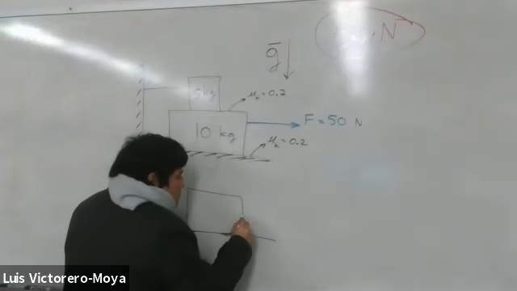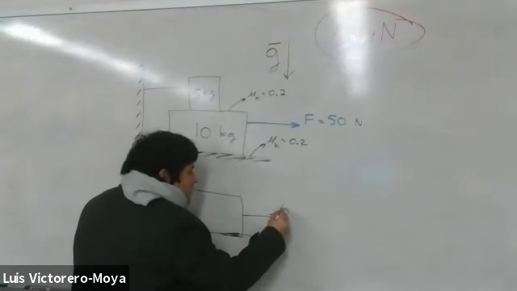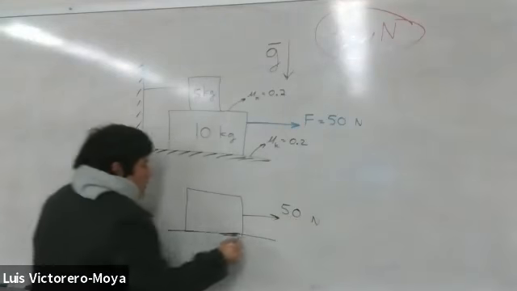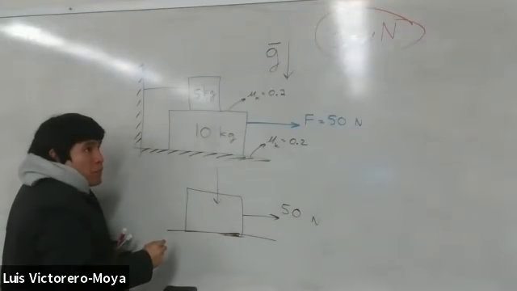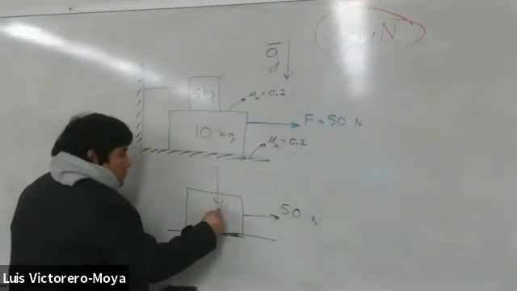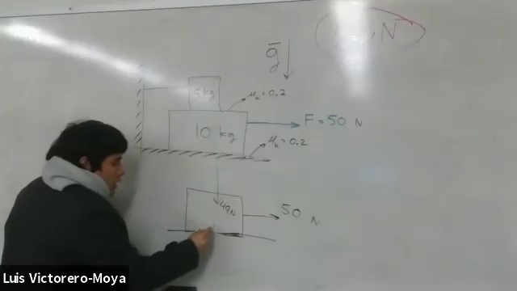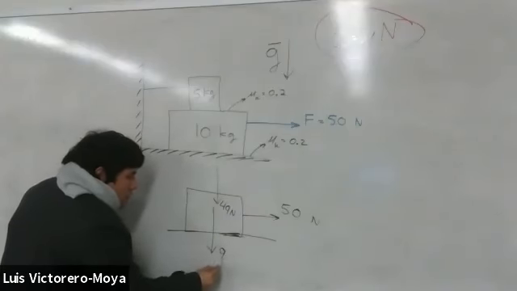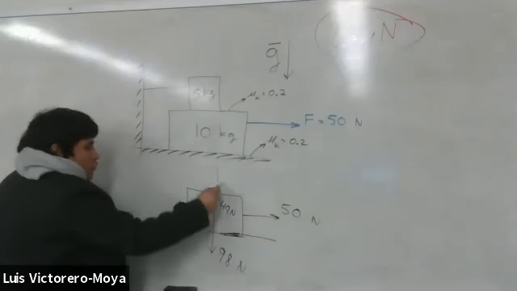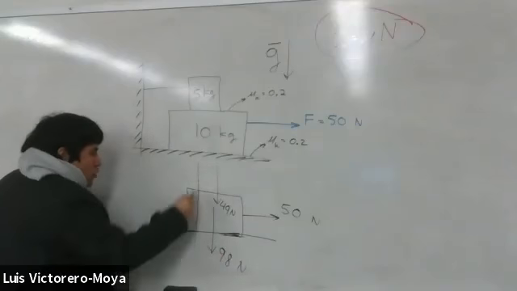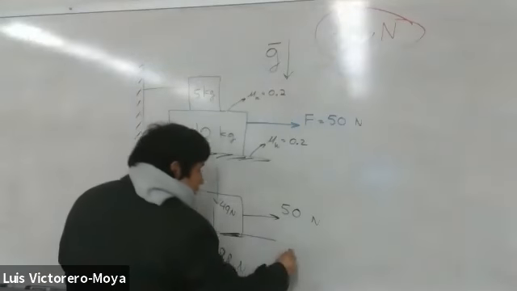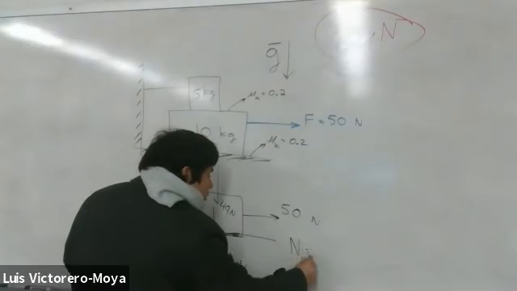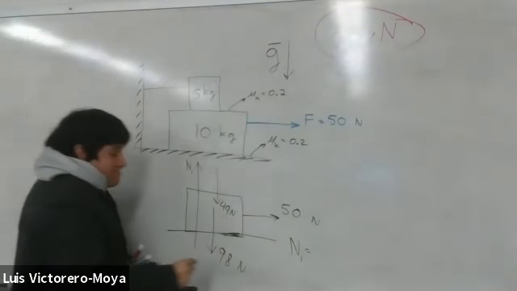And it is being accelerated due to this force. There is a force of gravity acting, 5 times 9.8, 49 newtons, and also its own weight, 98. There is a normal here. Let's call it normal 1. Normal 1 is equal to 49 plus 98.